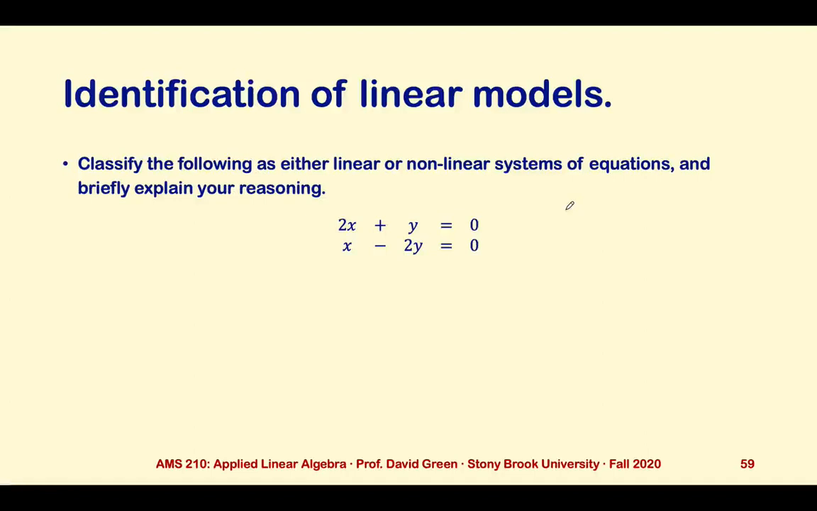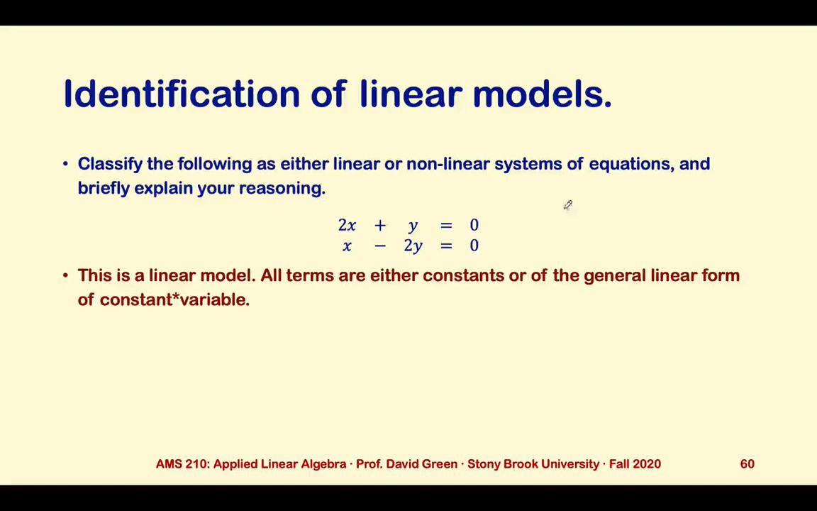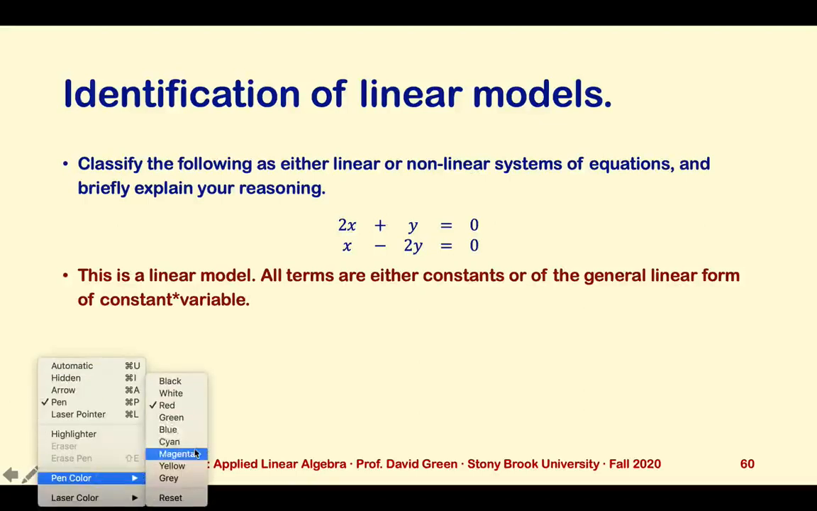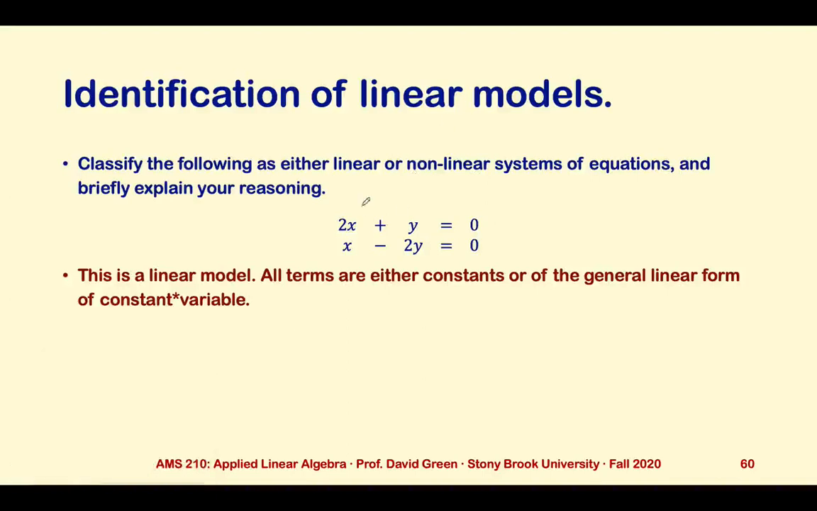Second problem. Is this system linear or nonlinear? This is a linear model. All of the terms are of the general form of a constant times a variable, 2x, y, x, 2y, constants of x on the other side. All of these are linear terms. It's a linear model.